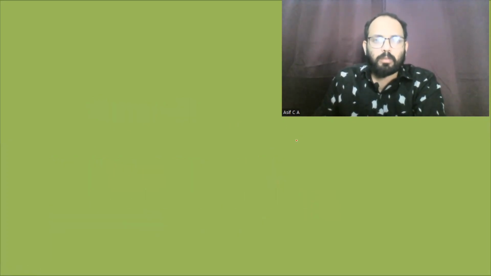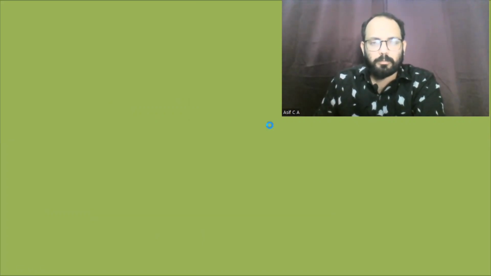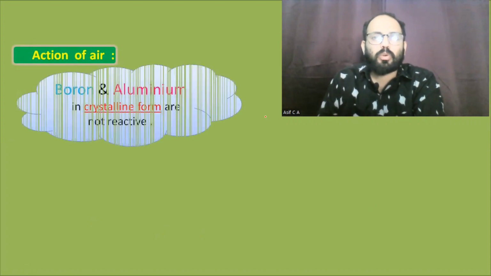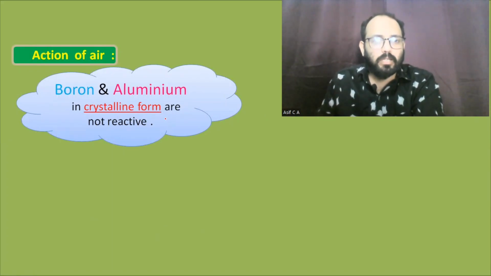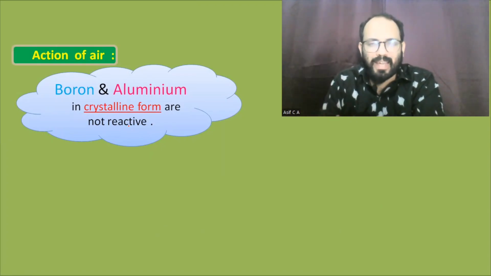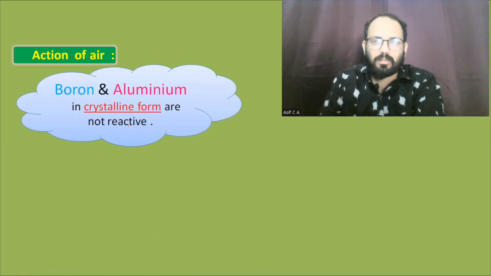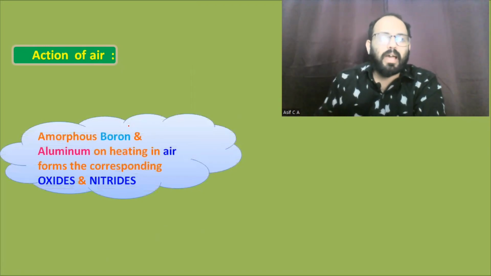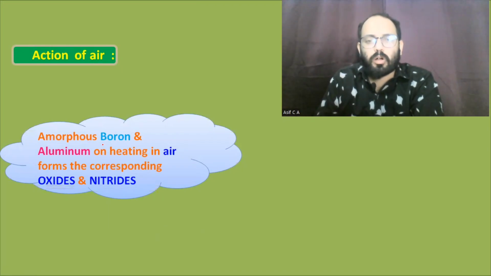Okay, today we are going to see the important chemical properties of the boron family. We'll start with the reaction with air. Let's talk about how they react with air. Boron and aluminum in crystalline forms are non-reactive. So boron in crystalline form will not react with air. Aluminum will form an oxide layer, so it also won't react that much. When do they react? When they are in an amorphous form, they will react with air and give you oxides and nitrides.